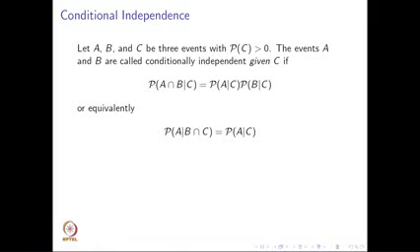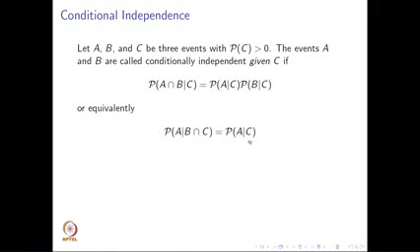Extending the notion of independence of events, we can also consider conditional independence. Let A, B and C be three events with probability of C strictly greater than 0. The events A and B are called conditionally independent given C if probability of A intersection B given C equals probability of A given C times probability of B given C. This condition is very similar in form to the previous condition for independence of events. Equivalently, the events A and B are conditionally independent given C if probability of A given B intersection C equals probability of A given C. This latter condition is quite informative.